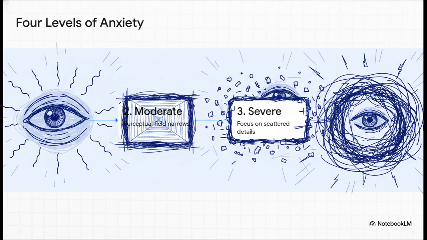This is so important to visualize for your exams. Think about how a person's world literally shrinks as anxiety ramps up. At a mild level, they're actually more aware. Their perceptual field opens up. But then, hit moderate, and boom, tunnel vision kicks in. The world starts to narrow. By the time someone's in severe anxiety, they can only see scattered, random details. And at the panic level, rational thought is just gone. Understanding this step-by-step progression is absolutely crucial because it dictates everything we do next.